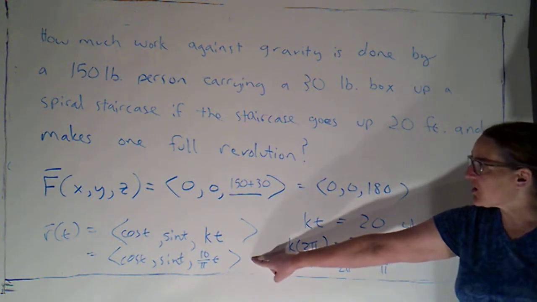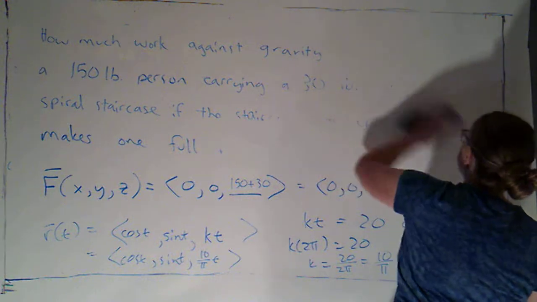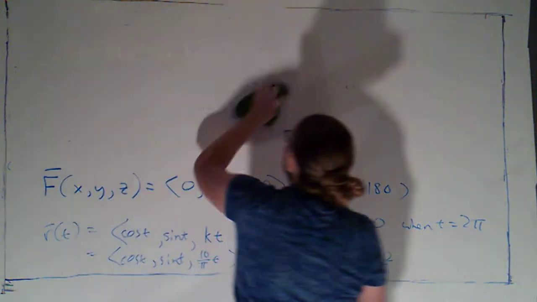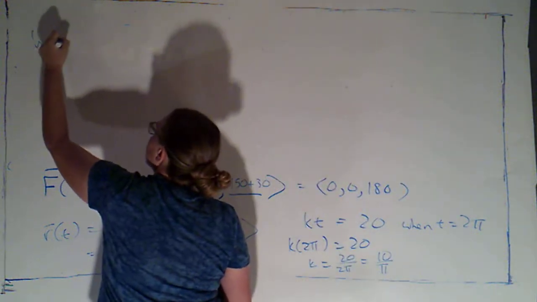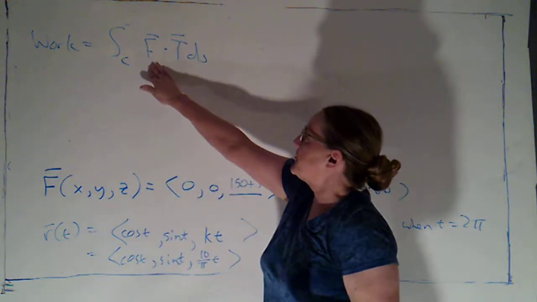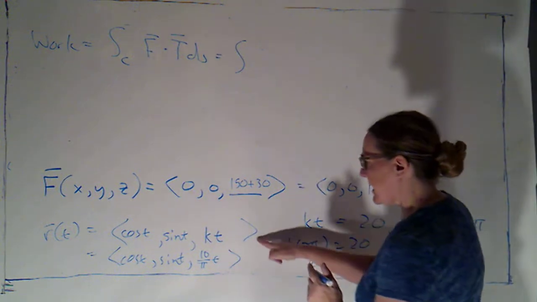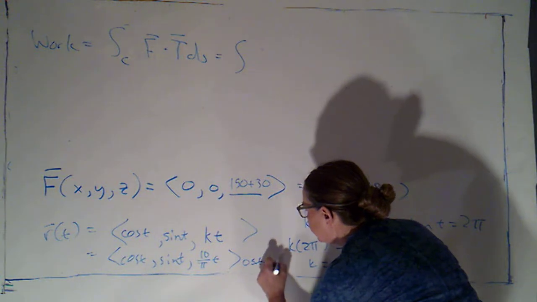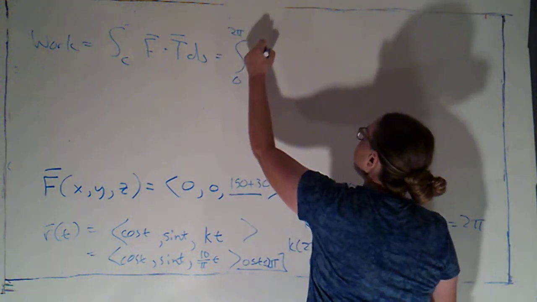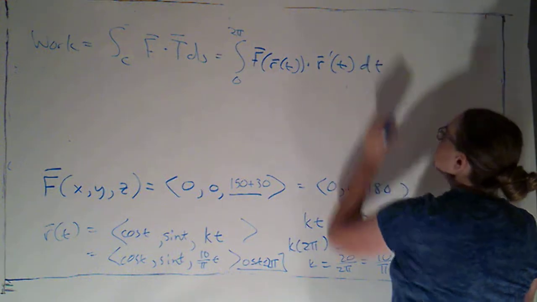Okay, so we have parameterized our path. We've got our force field. So we are ready to set up our integral. I know that work is going to be the integral along C of F dotted with T ds. That's just force dotted with displacement. The way I evaluate that is by integrating, and when I parameterized this, I should have included that t is varying from 0 to 2 pi. So we'll be integrating from 0 to 2 pi of F evaluated at r of t dotted with r prime of t dt.